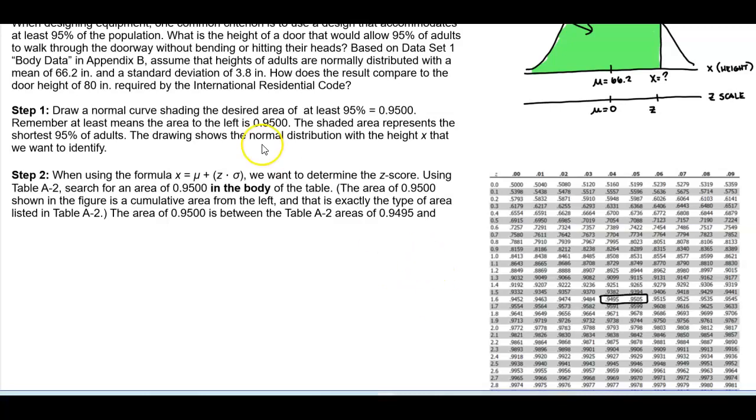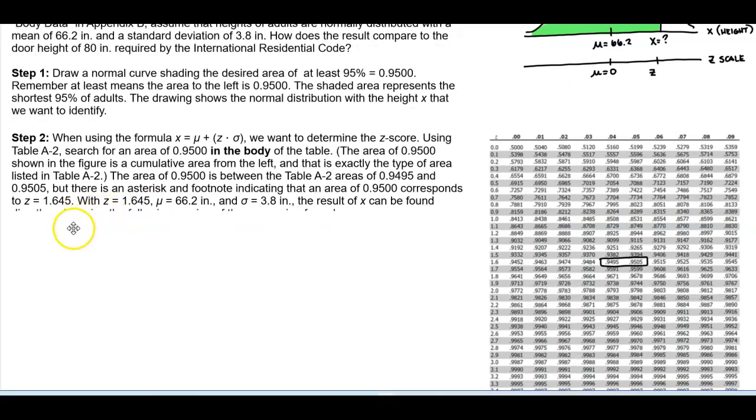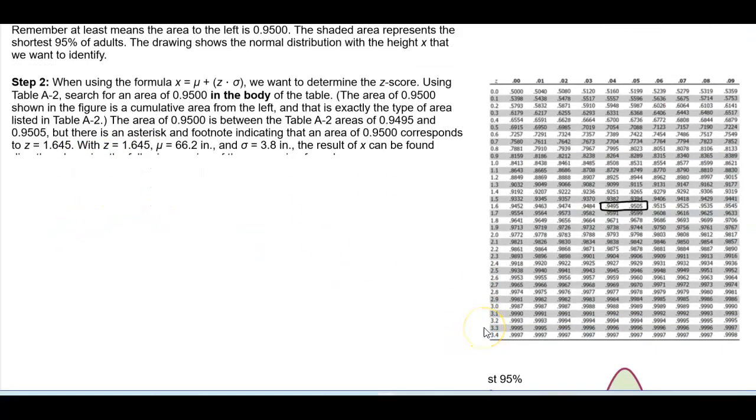Okay. Now, it says here the area of 0.9500 shown in the figure is a cumulative area from the left. So the area of 0.9500 is between the table of A2 areas of 0.9495 and 0.9505, which is an asterisk and a footnote indicating that an area of 0.9500 corresponds to a z-score of 1.645.